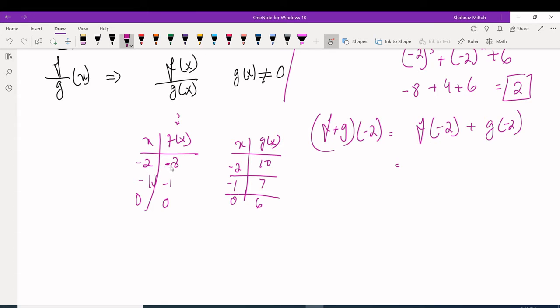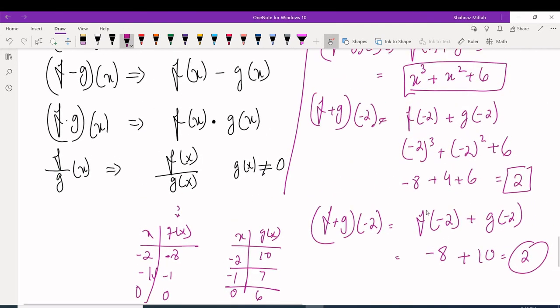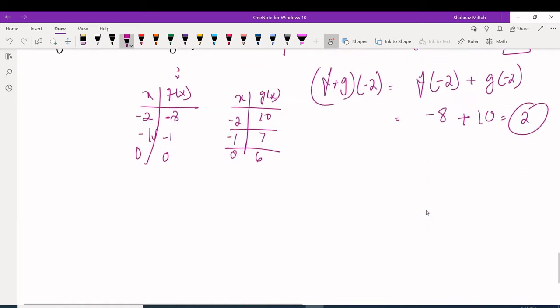-2 is right there. -8 is f. Plus, what is g at -2? It's 10, and it's going to give me the same answer. Either way, it's okay. It's the same thing. Now, these are all the addition examples, both of them.